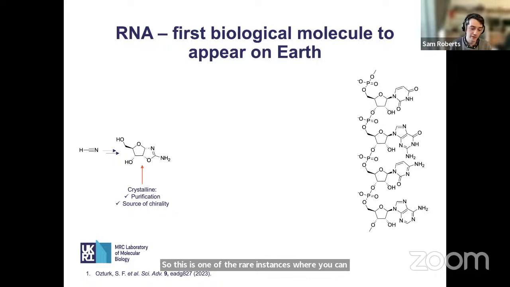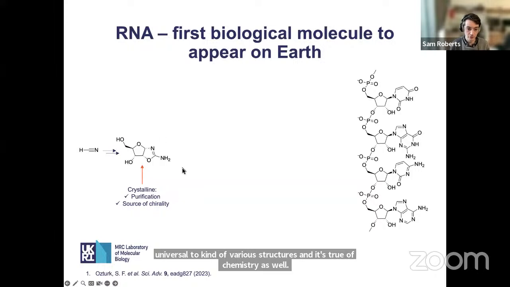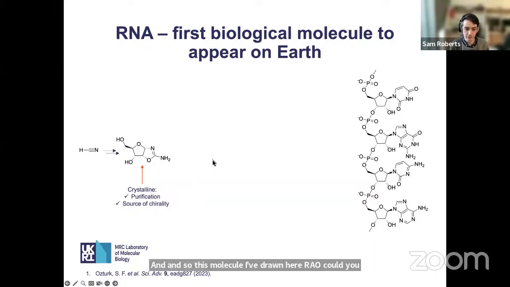And what's particularly exciting, and why I want to shout out Furkan, is that he's found that this crystallization can go in an enantiomer-pure manner. So this requires me to talk about what enantiomer pure means. Step back a little bit. If you take your two hands, they are non-superimposable mirror images of each other. There's no way that you can overlap your hands and make them look identical, right? You've got left and right. This is a concept that is universal to various structures and is true of chemistry as well. So this molecule that I've drawn here, RAO, you could easily draw the mirror image, and it would be a non-superimposable molecule.